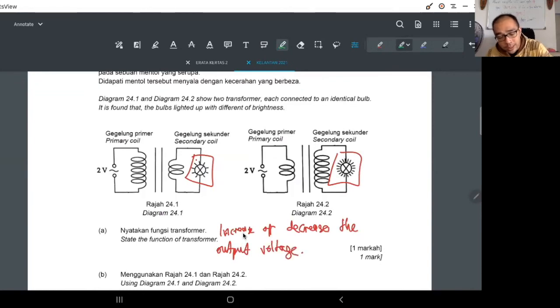Now, of all the words in here, the word output is the most important. This is advice given to me by other teachers, and I've heard this many times from different people. If the words output voltage are not there, then in terms of the definition, you're wrong. Because for a transformer, what is important is the output voltage. What we put in is not important. What is important is what comes out.